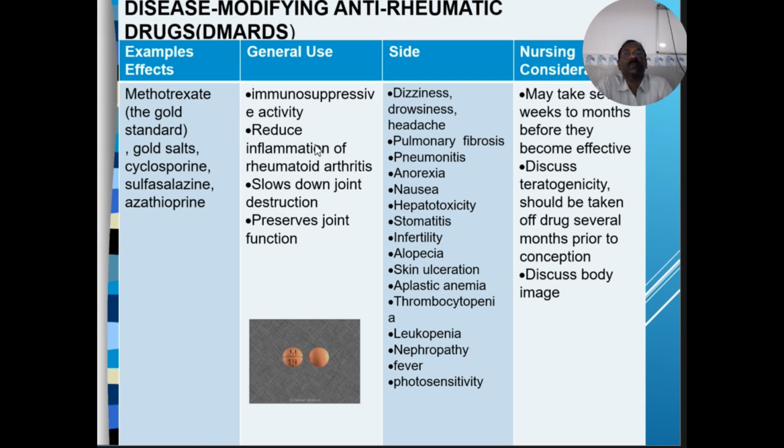Photosensitivity. So they take some weeks to months before they become effective. That is the point you have to tell twice or thrice to the patients. Whenever you see a new case of rheumatoid arthritis, on day one when I start the DMARDs, I tell the patient not to expect any response for a minimum of 4 months. Sometimes I say for 6 months, don't expect any response.